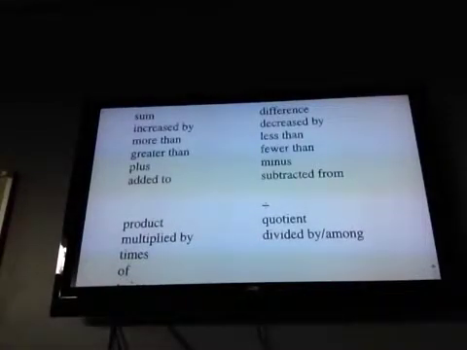However, these top ones, those are the ones that people miss if they miss them. Because they don't know which is which. They don't know that sum is addition, difference is subtraction, product is multiplication, and quotient is division. So those are the key words that I would make sure you do know. The rest of them, pretty obvious. Okay?